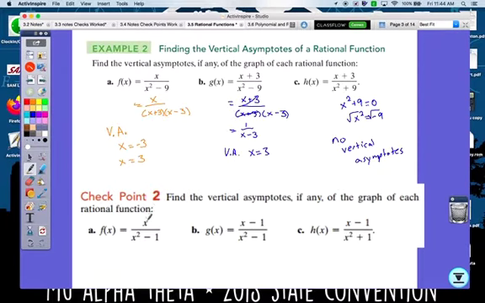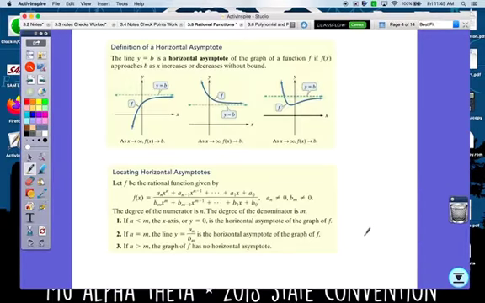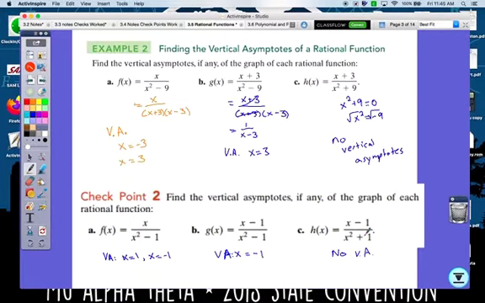All right, so if you want to pause it now, I'm going to write the answers up here for the checkpoint. All right, I'm writing them now. X equals 1, x equals negative 1. For B, you would have x is equal to negative 1, and then no vertical asymptotes for C. All right, those are vertical asymptotes.